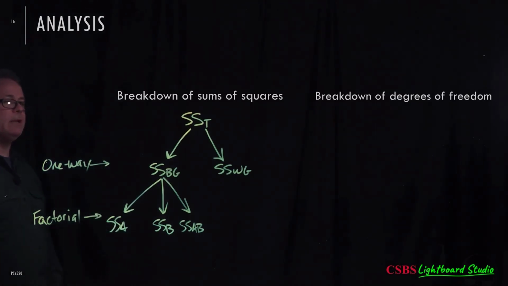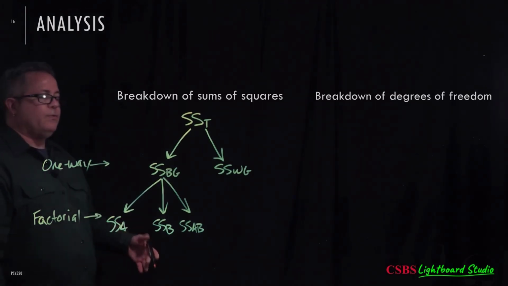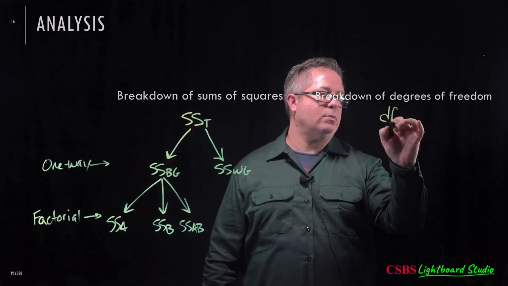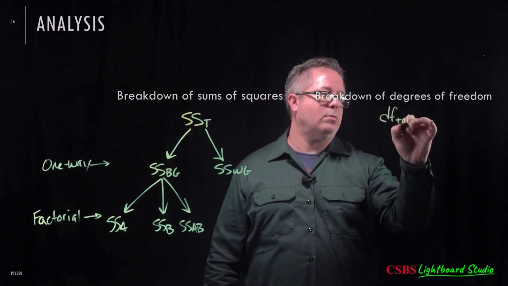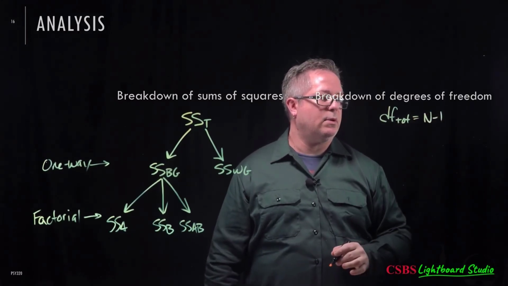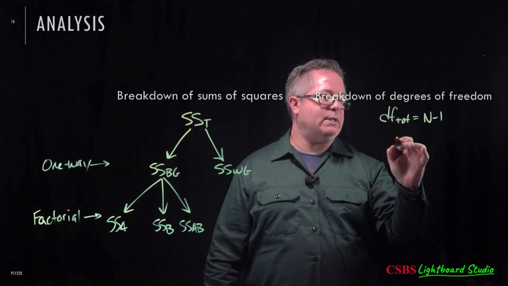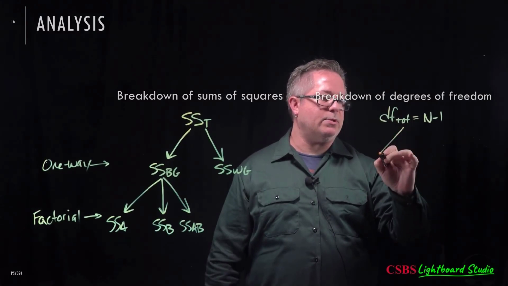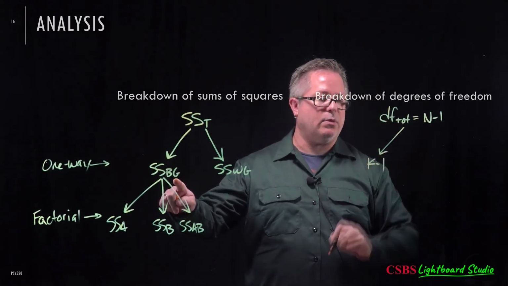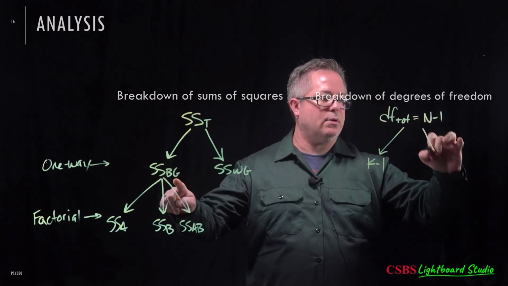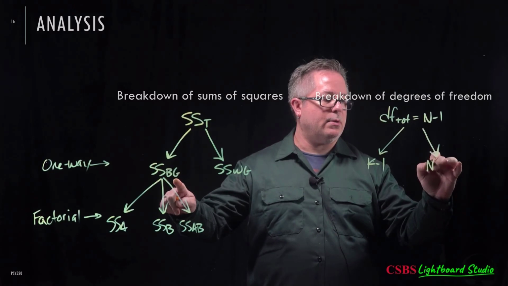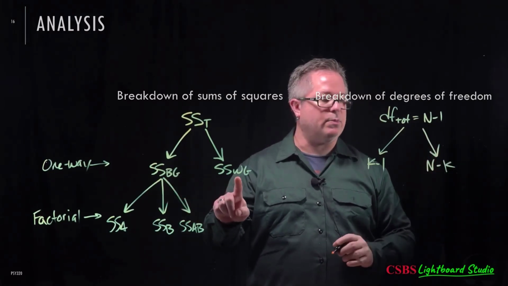Just further breaking down the sum of squares. Degrees of freedom work the same way. So my degrees of freedom total equals n minus 1. Well, when we first did this as a one-way, that got broken up simply into, for between groups, just k minus 1, and for within groups, n minus k.